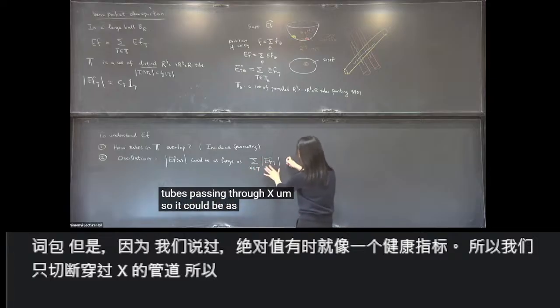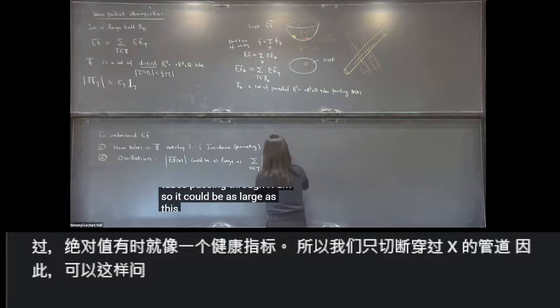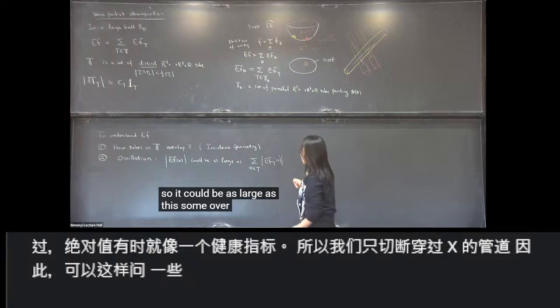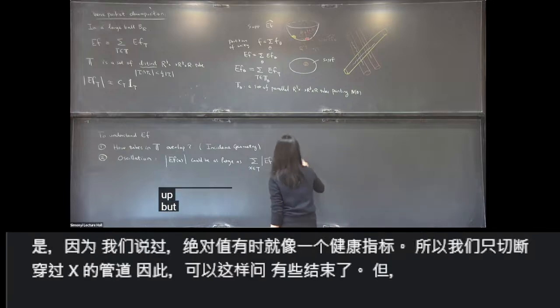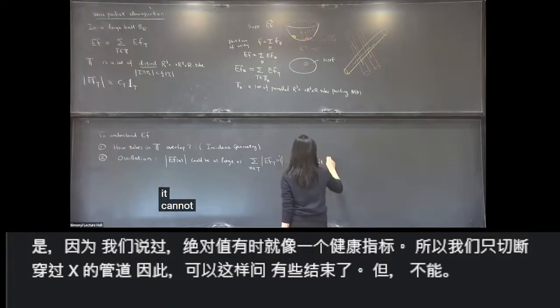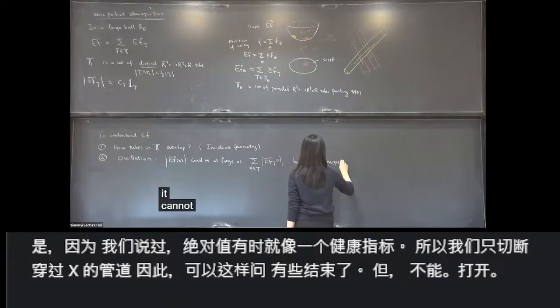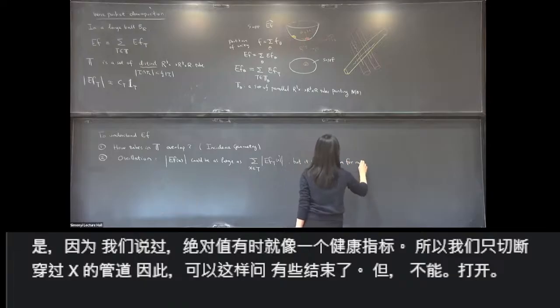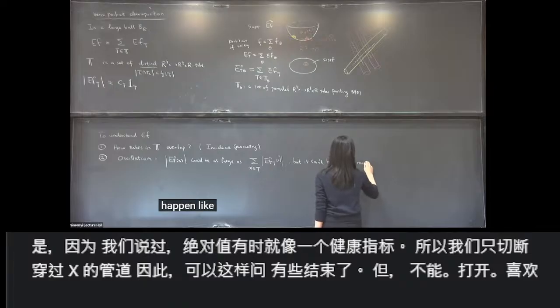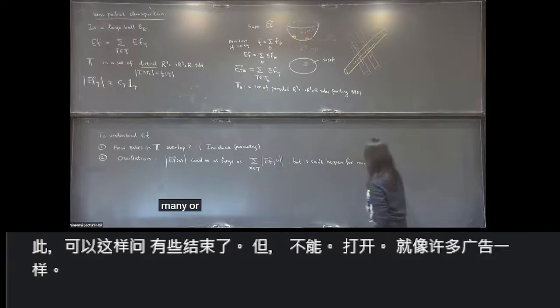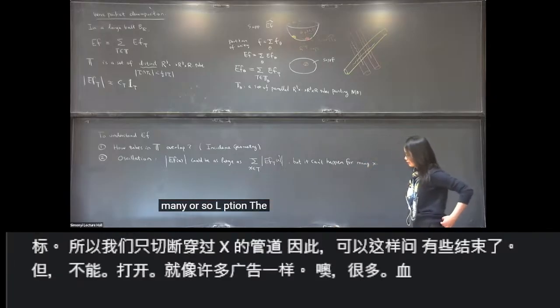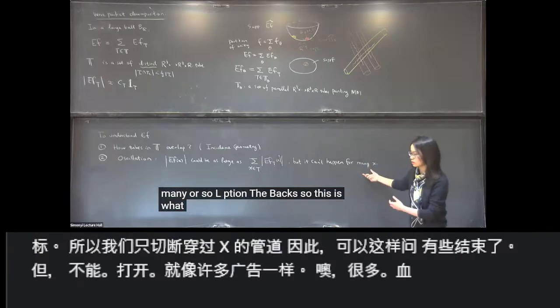So it could be as large as this sum, but it cannot happen for many X, or not so large a portion of X. So this is what oscillation means.